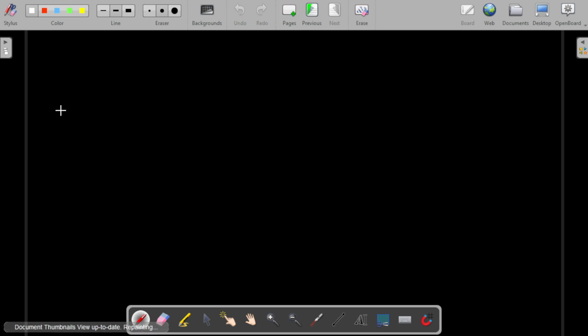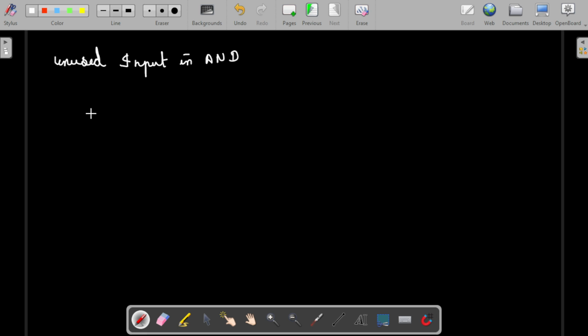So let's see some unused inputs. If instead of giving some input to A and B, we leave an input unused, then what will happen? Let's discuss that. So, unused input in AND gate. If we leave any one of the inputs in an AND gate as it is, then what will happen? There are many kinds of triggers that we can do. In some cases that will be considered as a 0, in some cases that will be considered as 1.